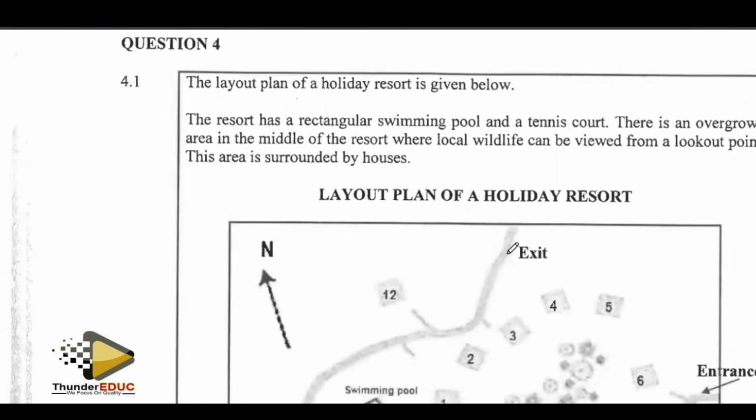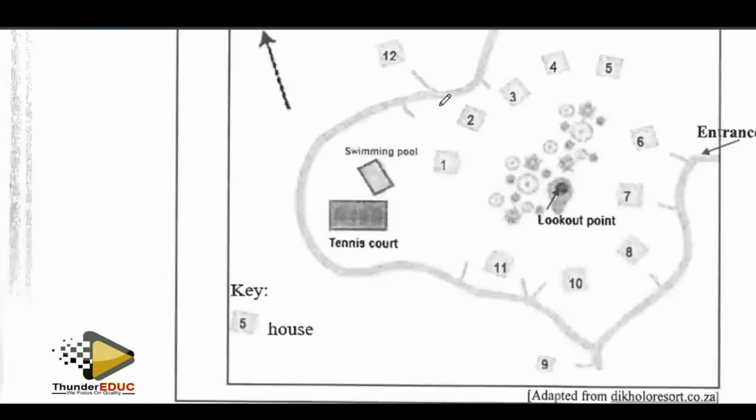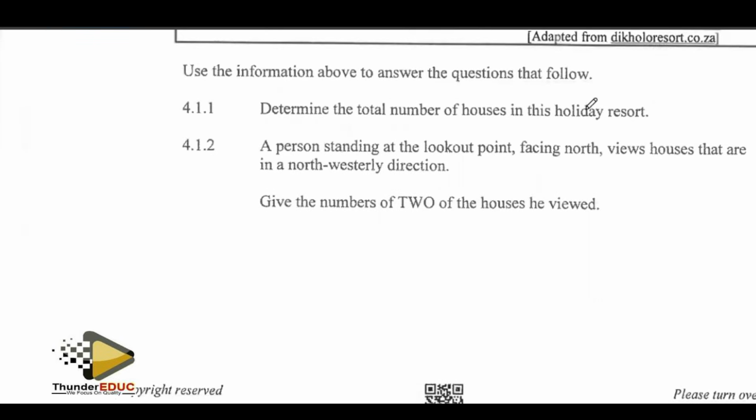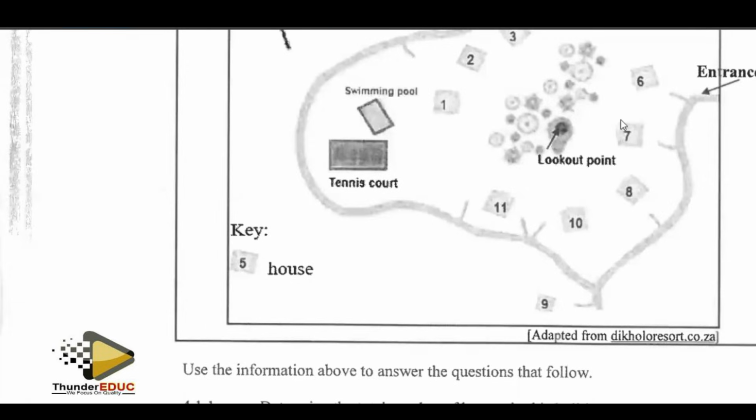Look at question number 4. The layout plan of the resort is shown below. The resort has a rectangular swimming pool and a tennis court. There is an overgrown area in the middle of the resort where local wildlife can be viewed from the lookout point. The area is surrounded by houses. First question says, determine the total number of houses in this holiday resort. Houses, they look like this.